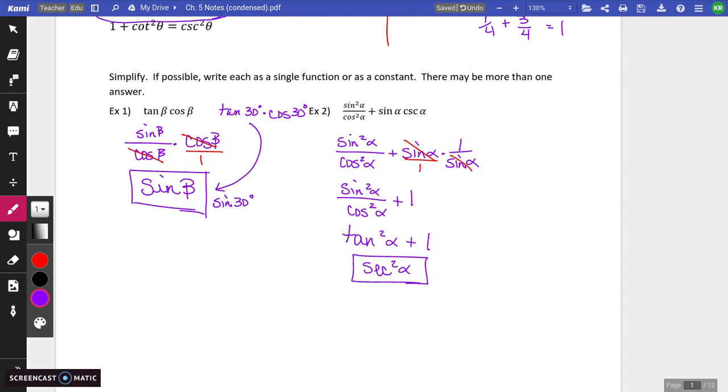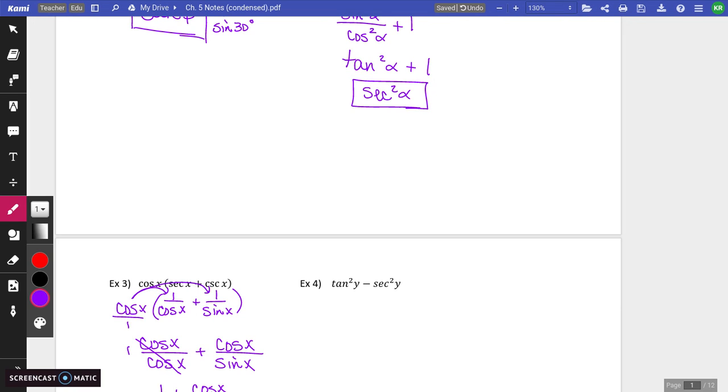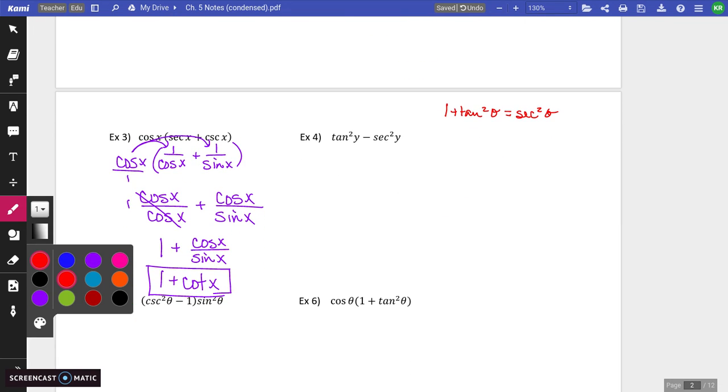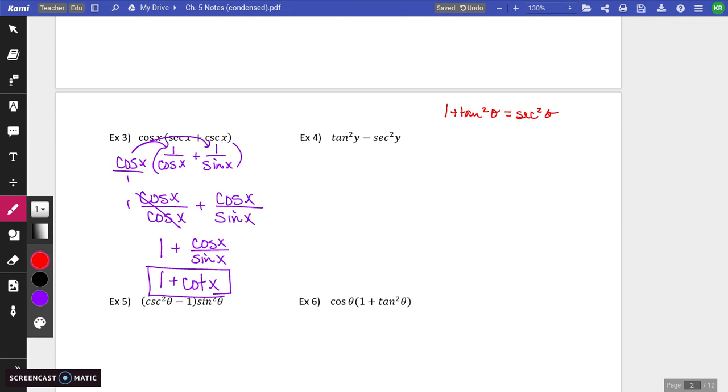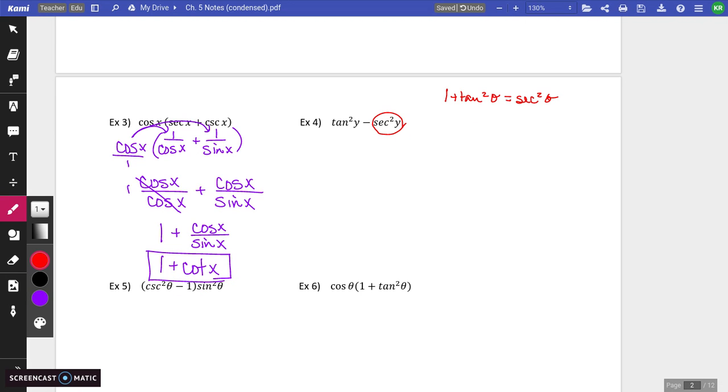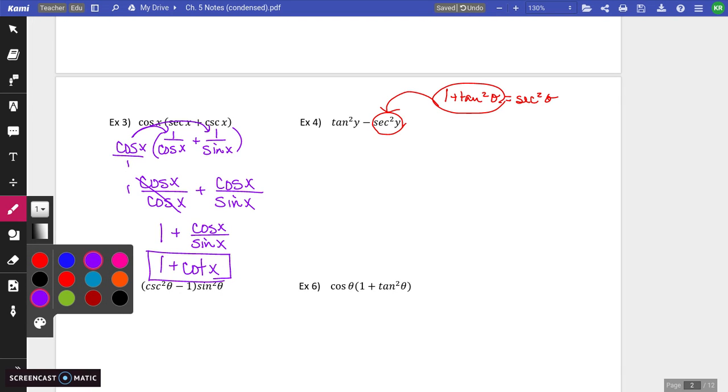1 plus tangent squared equals secant squared. I'm just rewriting this down here so we can look at it. What could be helpful about this statement? Well, there's a couple of things. Right here, you've got this secant squared y, and secant squared is equal to 1 plus tangent squared. So you could make a substitution for this, and that's going to work out nicely for us, as you'll see in a second.